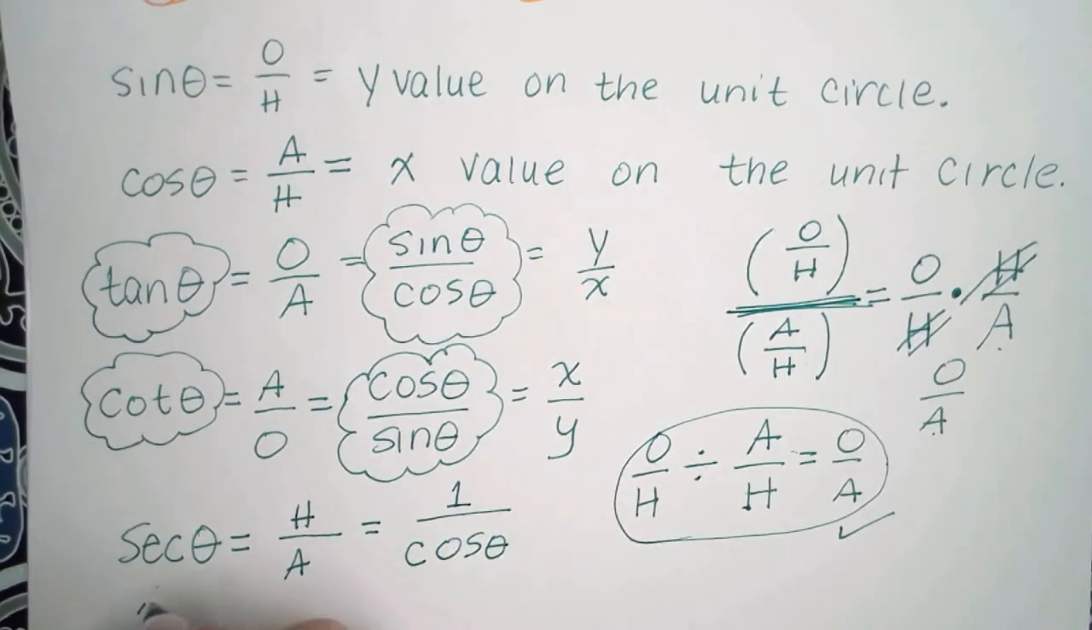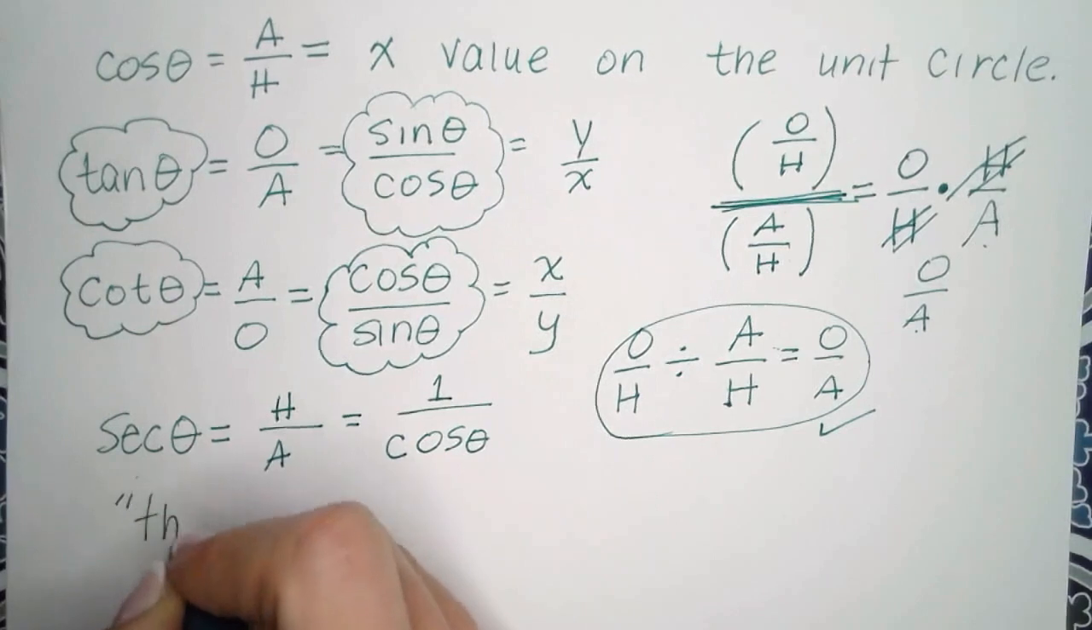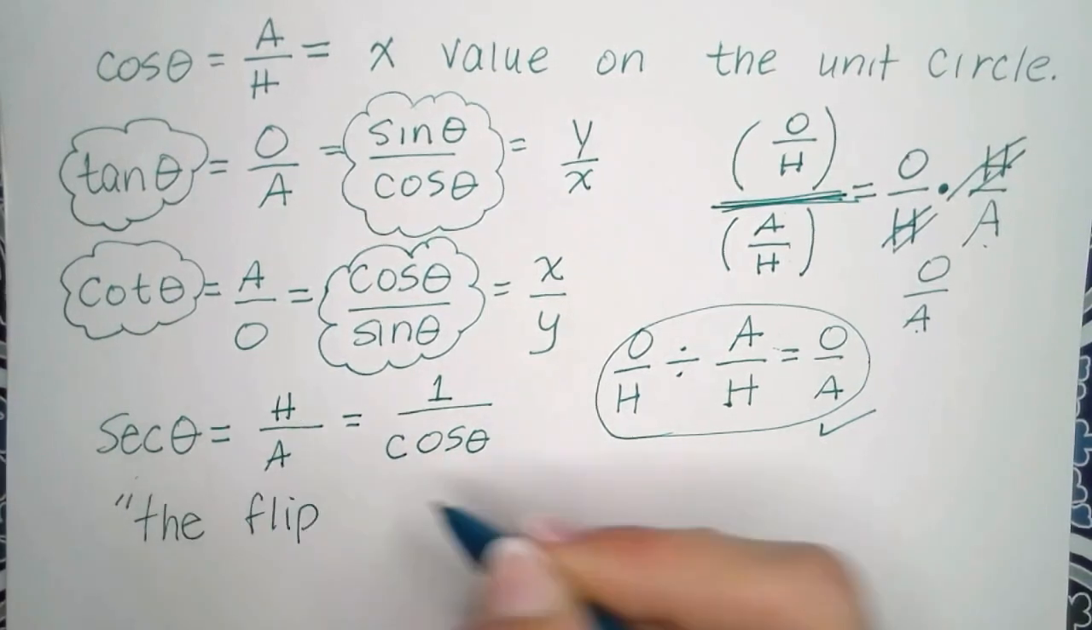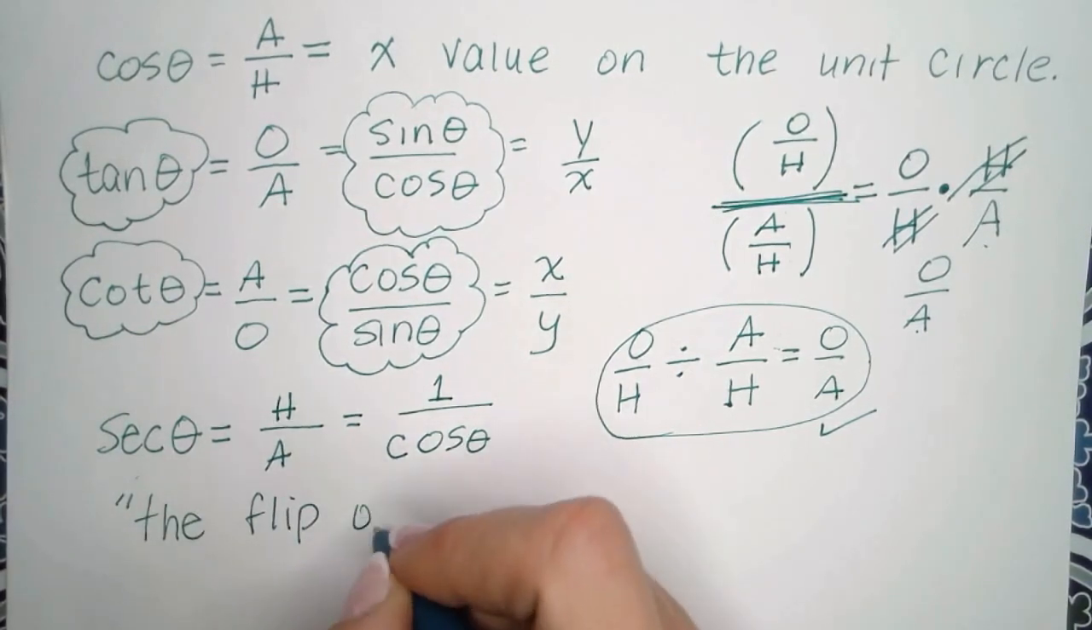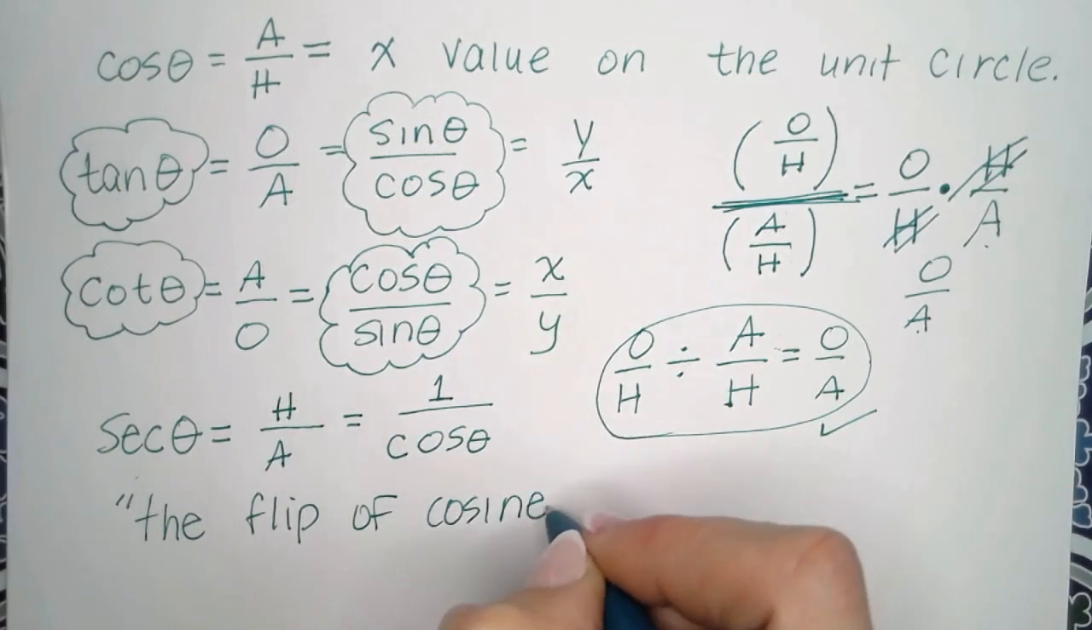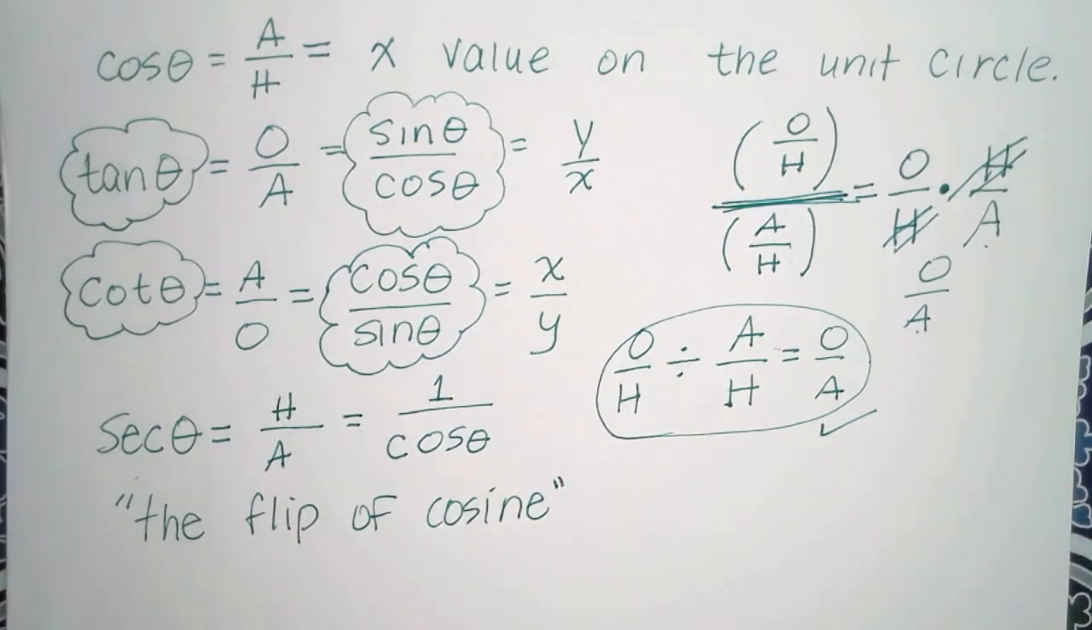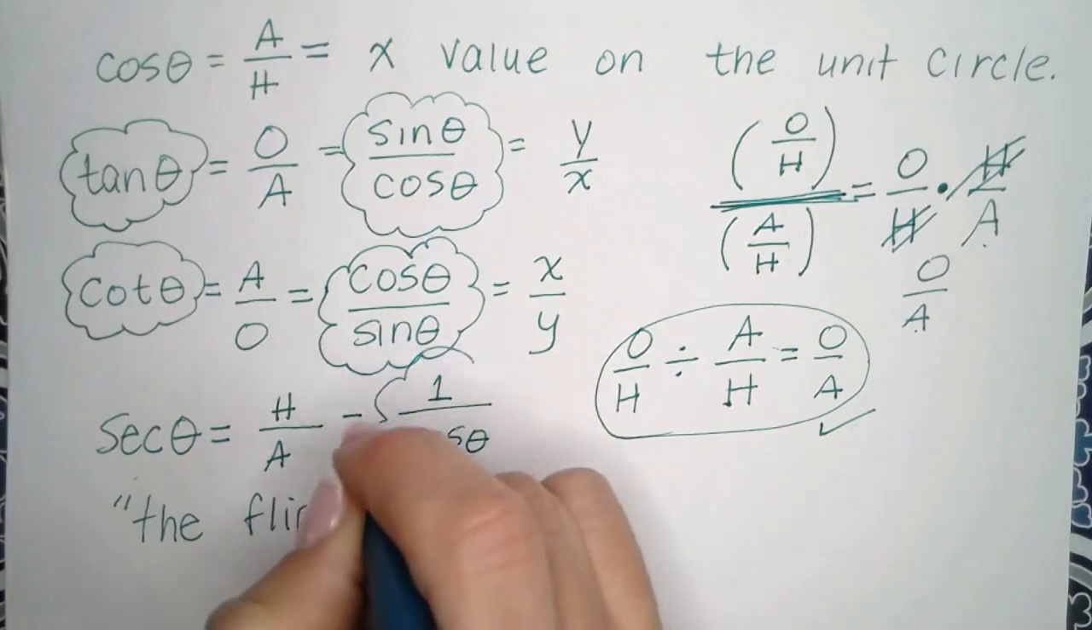Or in your head, I'm going to write it with words. I'm going to call it, kind of like a shorthand, not really proper math, the flip of cosine. You don't have to do 1 over a fraction and then flip and multiply. It's a little messy. So it is the flip of cosine. That's secant right there. All done and happy for us.